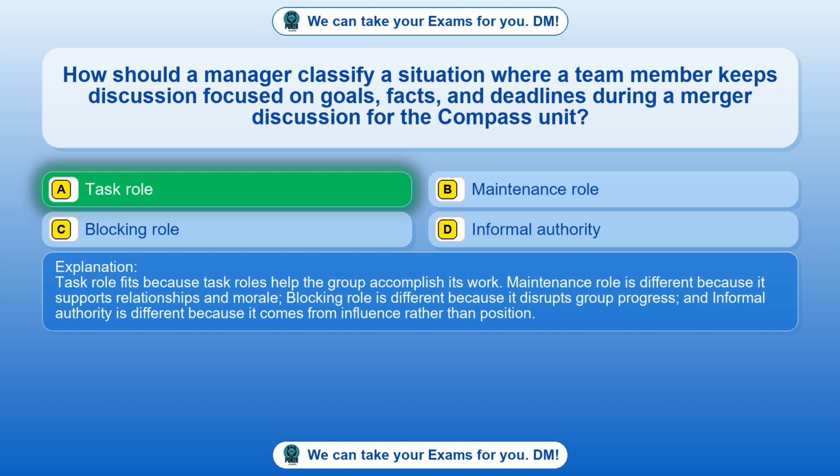Task role fits because task roles help the group accomplish its work. Maintenance role is different because it supports relationships and morale. Blocking role is different because it disrupts group progress, and informal authority is different because it comes from influence rather than position.